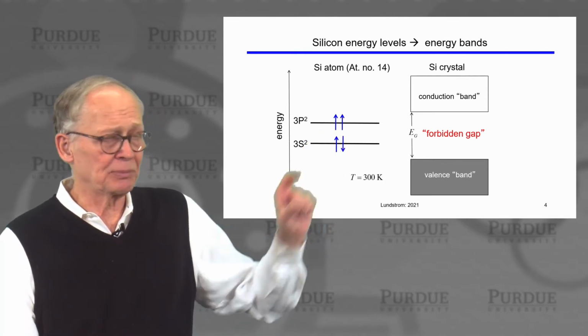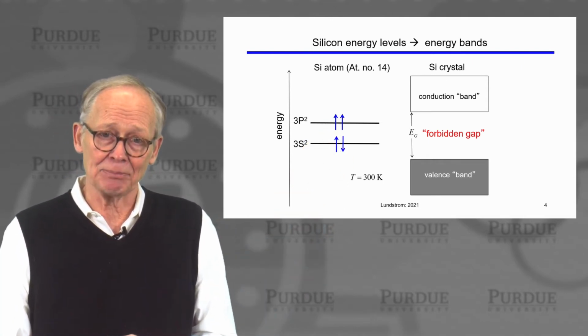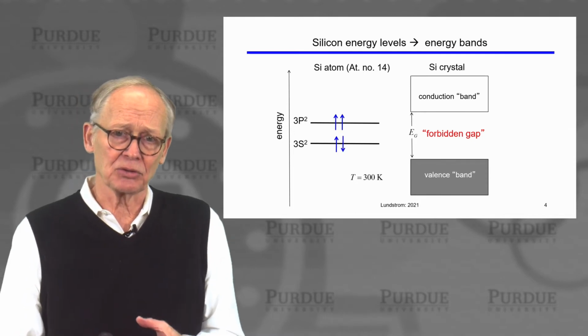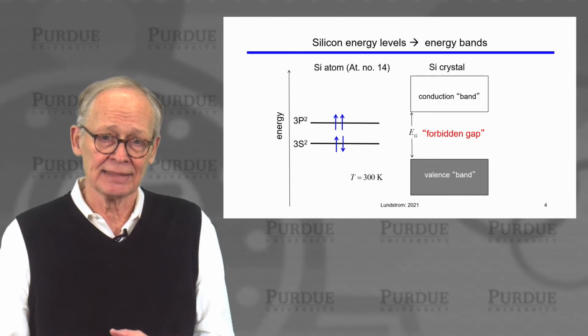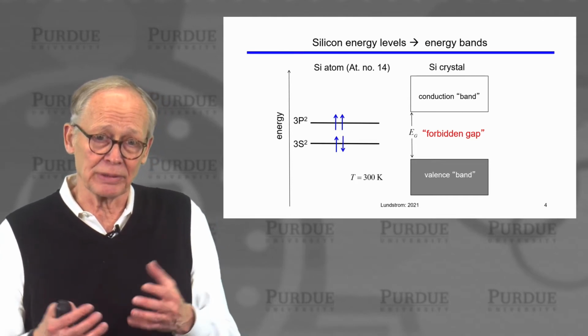The 2 bands are separated by something called the band gap, E sub g, and this is also called a forbidden gap because there are no states for the electrons to reside in. An electron at that energy has no place to go.